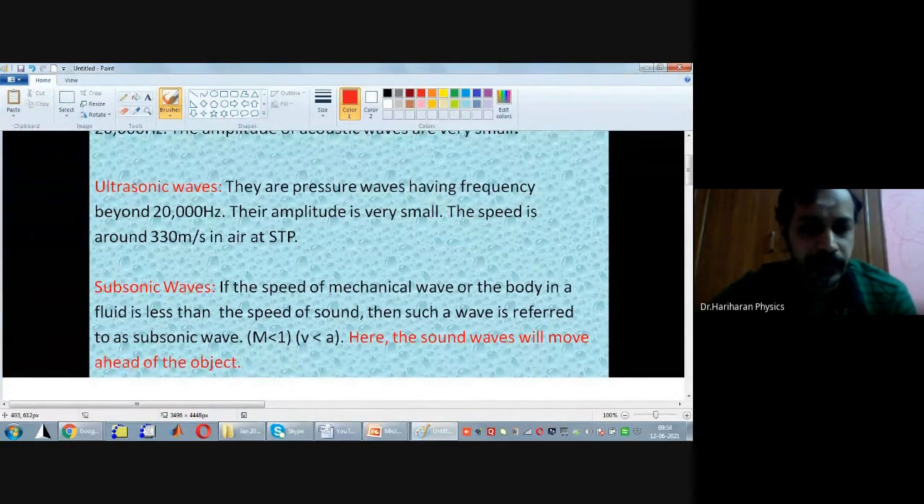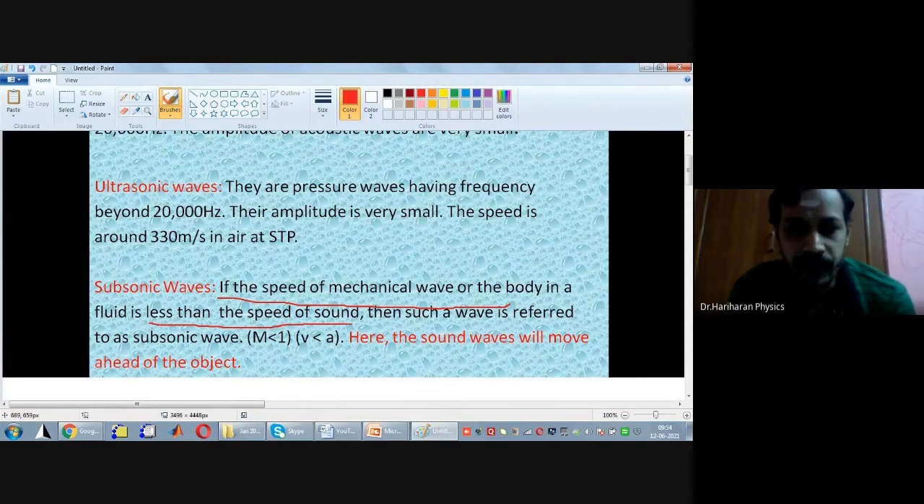Now let's move on to subsonic waves. What are subsonic waves? These are the mechanical waves that are produced by objects moving in a fluid with a speed that is less than the speed of sound in a given medium. Such waves are referred to as subsonic waves. If the speed of the object is less than the speed of sound, then the Mach number M is going to be less than 1, or the speed of the object is less than the speed of sound. Okay, v denotes the speed of the vehicle, a denotes the speed of sound.